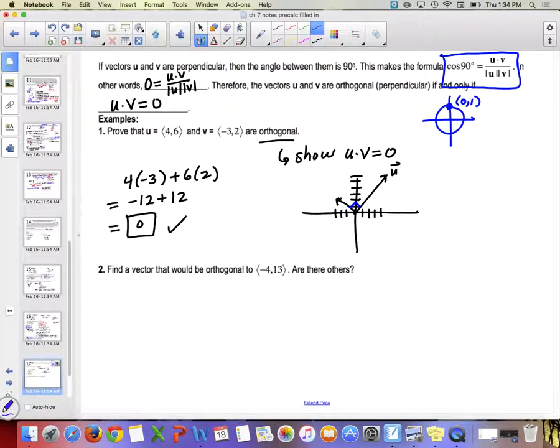We use the word orthogonal because, like I was talking about with 3 dimensions, you could have something like that. These would be 3 orthogonal vectors, right? So, weird word, I know.